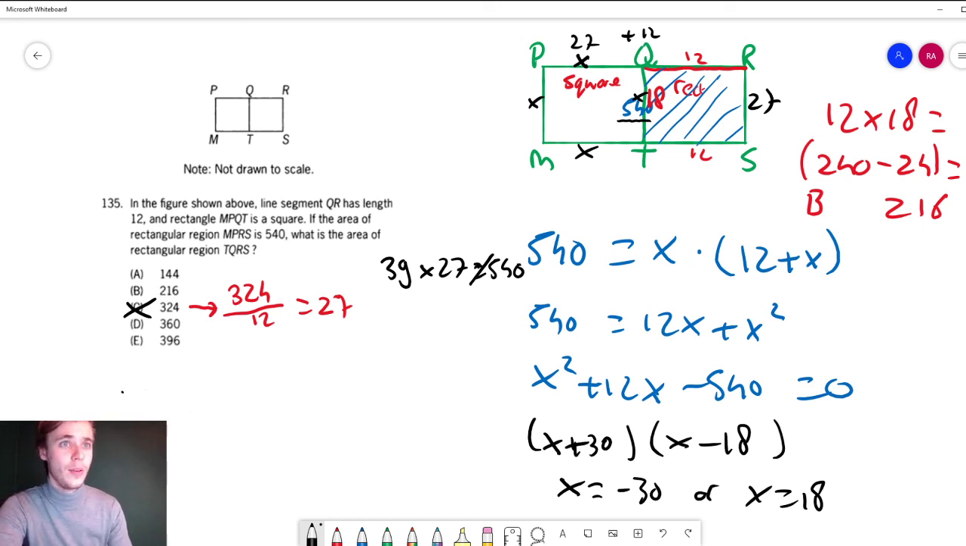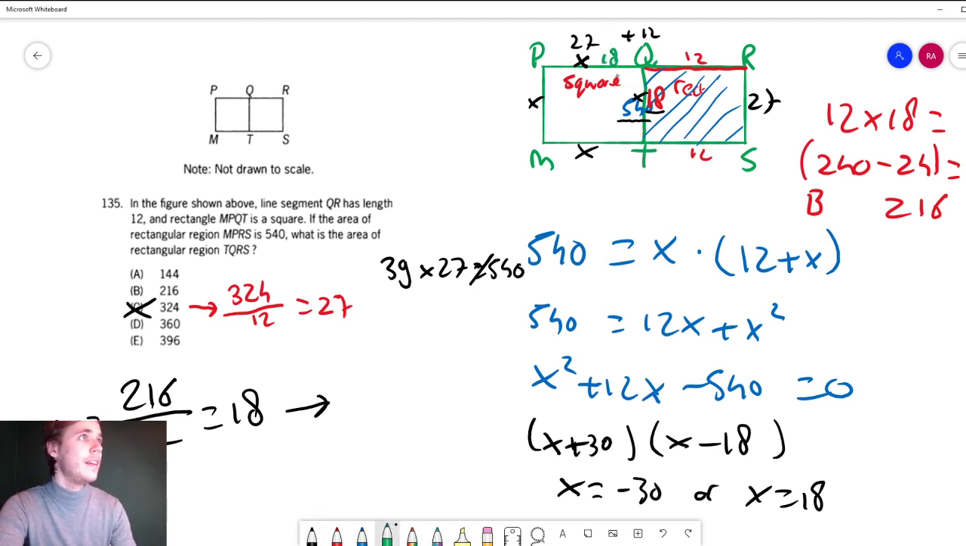So let's try B. We have 216. We know this one is 12, so x must be 216 divided by 12, which is 18. Okay, so now we know this one is 18. Let's see if that is matching with the 540 total. 12 plus 18, x is 18. So that means 30 times 18 must be 540. Is that the case? 30 times 18, yes, that is the case.